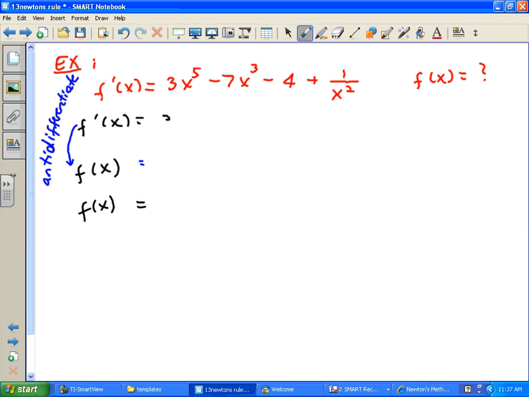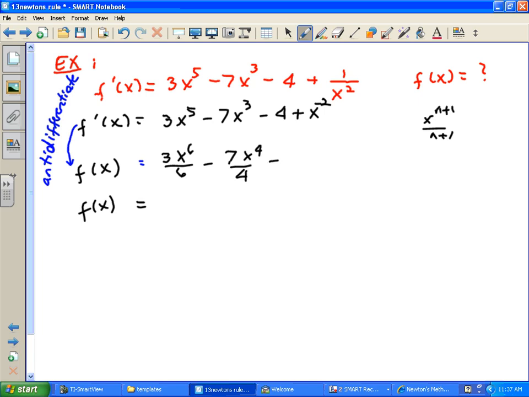So 3x to the 5 minus 7x cubed minus 4. And the last term I can write as x to the negative second power. Applying the antiderivative rule, which is x to the n plus 1 over n plus 1, the first one becomes 3x to the 6 over 6 minus 7x to the 4 over 4 minus the antiderivative of a constant, which is a constant times x. Because again, if you think backwards, the derivative of negative 4x would have been negative 4.